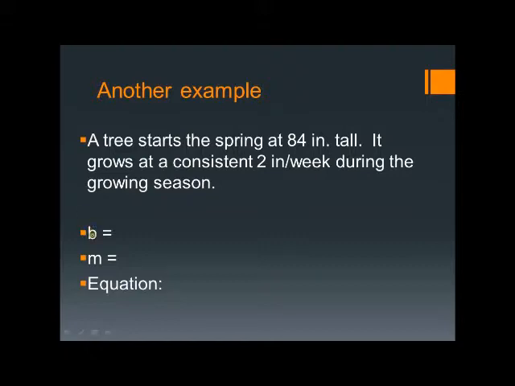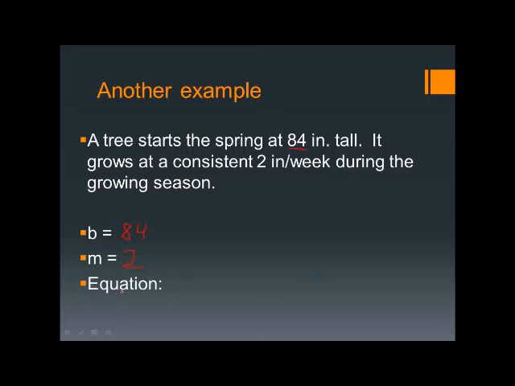Well, our b value, our y-intercept, which is our starting value, when no time has gone by, is 84. So stick in 84. m, our slope, again, is our rate of change. How much are we changing by? 2 inches per week. So 2.